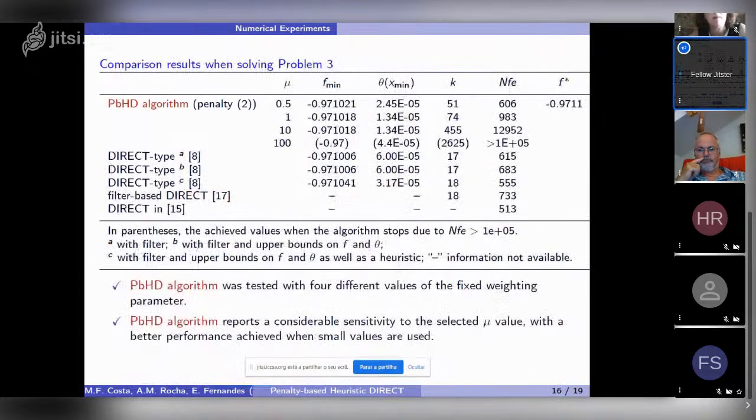So here are the compared results when solving the problem 3. And from this table here, we see that the algorithm reports a considerable sensitivity to the selected mu value, with a better performance achieved when small values are used, and the algorithm competes favorably with other algorithms present in these 3 papers.